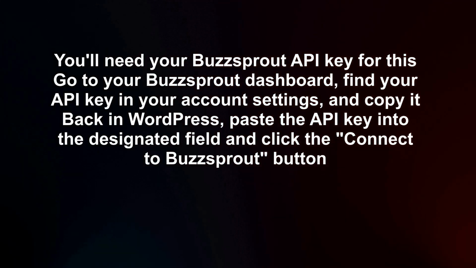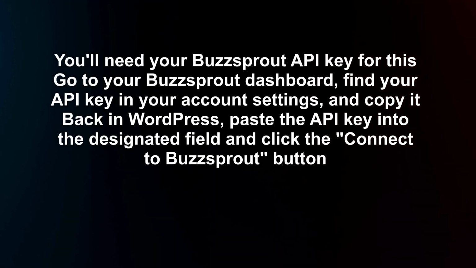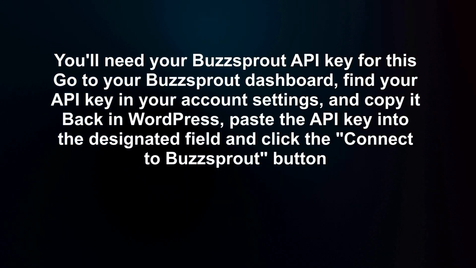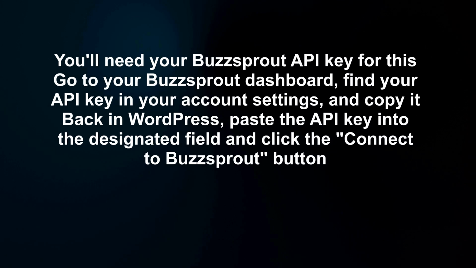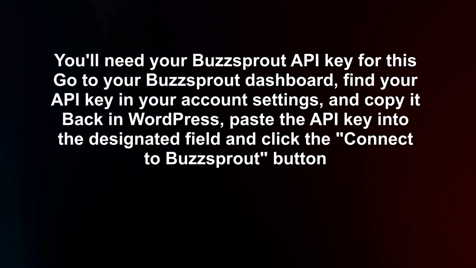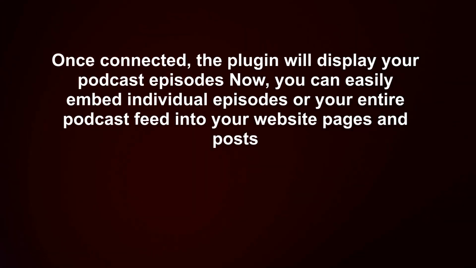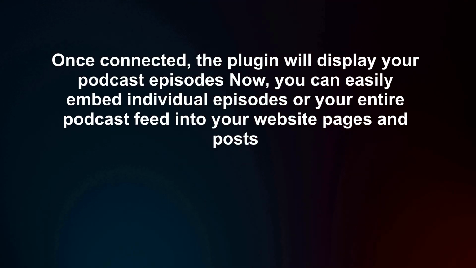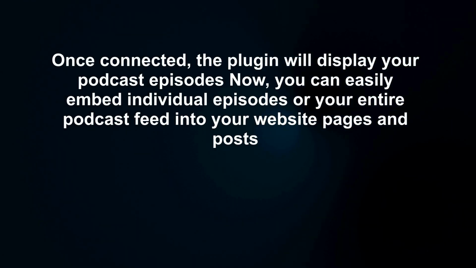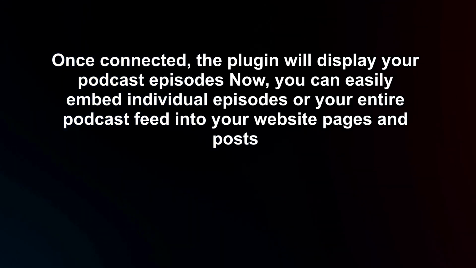Go to your Buzzsprout dashboard, find your API key in your account settings, and copy it. Back in WordPress, paste the API key into the designated field and click the Connect to Buzzsprout button. Once connected, the plugin will display your podcast episodes. Now, you can easily embed individual episodes or your entire podcast feed into your website pages and posts.